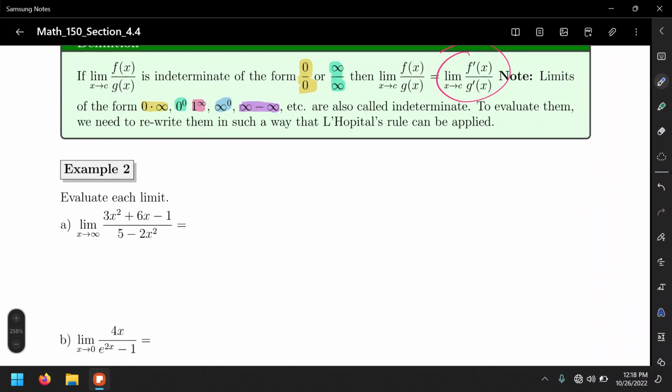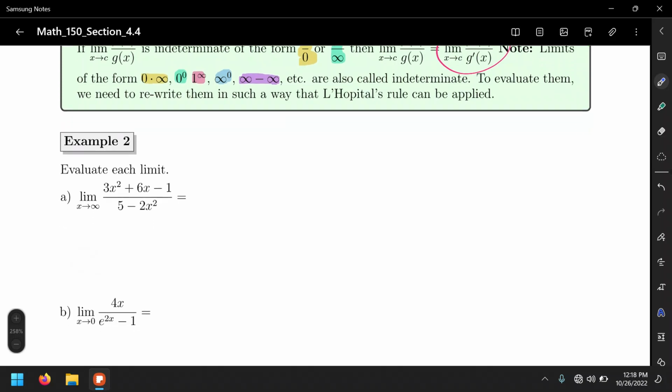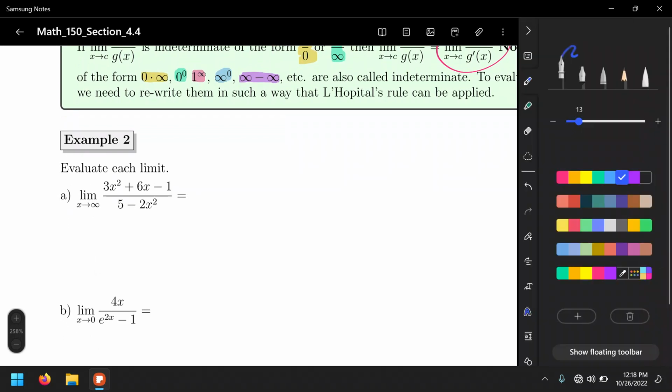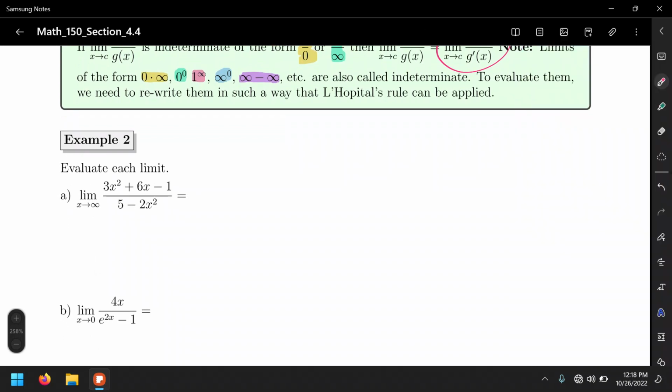Let's evaluate each limit. Number one, we have this polynomial over polynomial at infinity. The degrees in the numerator and the denominator are the same, so we can just take the ratio of the leading coefficients. However, let's use L'Hopital's rule as an alternative this time. So number one, we need to check for an indeterminate form. So what is this going to be?